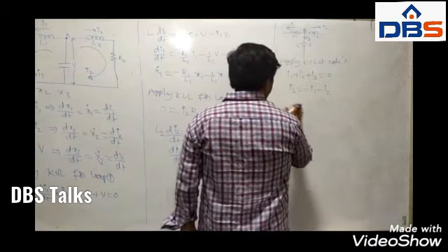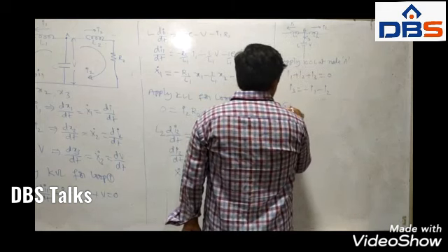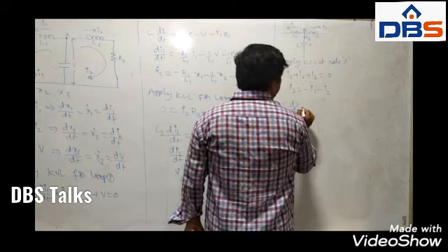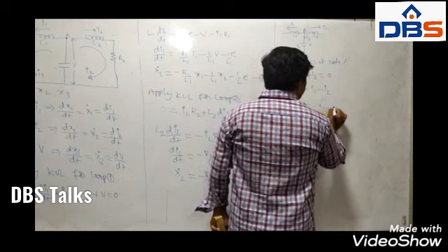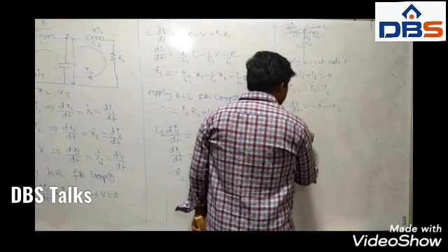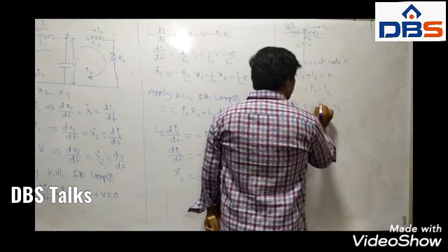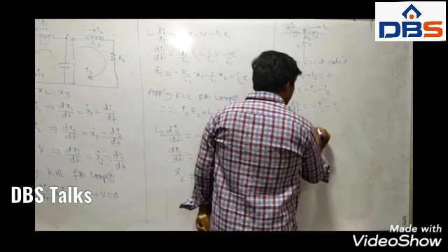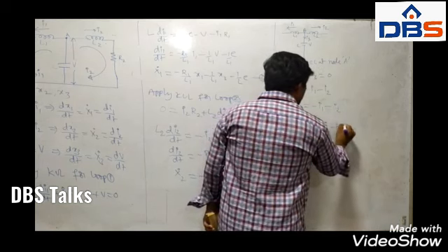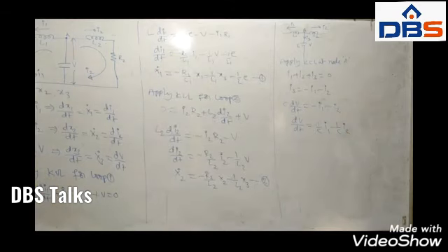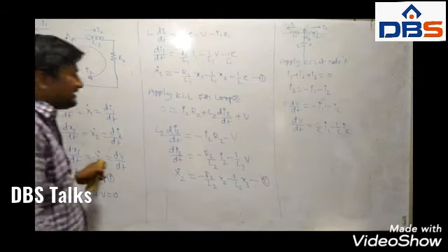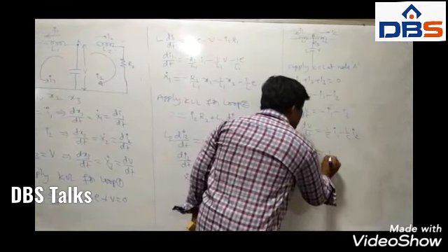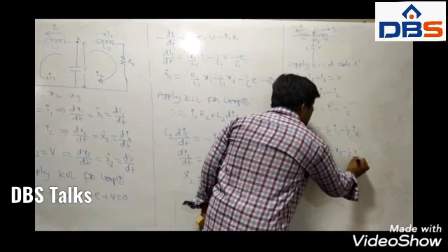Now the current through the capacitor is C into dV by dt, which is equal to minus x1 minus x2. So dV by dt is equal to minus I1 minus I2. After that you can substitute the state variables: minus 1 by C I1 minus 1 by C I2. dV by dt is nothing but x3 bar. So x3 bar equal to minus 1 by C x1 minus 1 by C x2. This is equation 3.